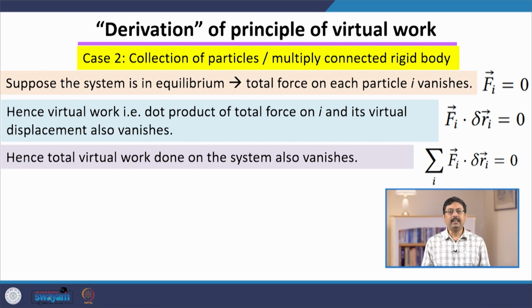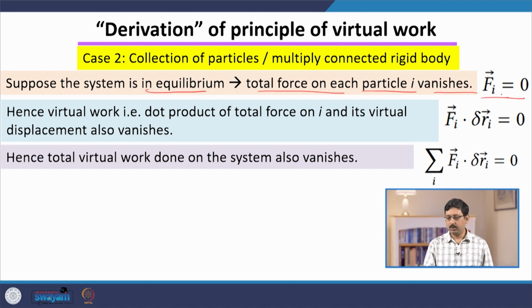Now, what happens if we have a collection of particles, or a rigid body which is multiply connected? You cannot describe them as a single point particle; you have to consider them as an extended object. Suppose the system is in equilibrium. That means the total force on each particle i is 0. So, Fi is the total force on each particle.